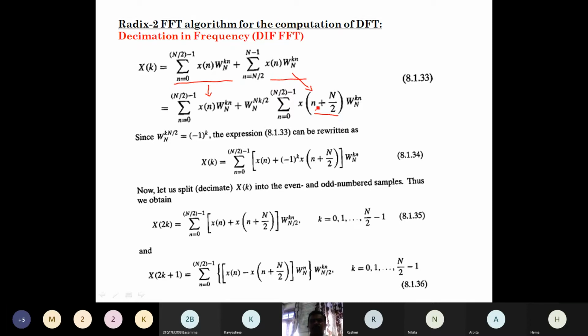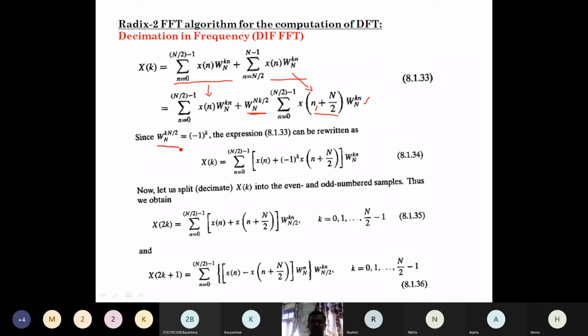From n equal to 0 to N by 2 minus 1, x of n plus N by 2. I am replacing n by n plus N by 2, and if you go for W_N to the power k n replaced by n plus N by 2, you are going to get the odd sequence. That odd sequence comes out of this summation equation: W_N to the power N k by 2, and we are left with only W_N to the power k n. Therefore this product is constant in this equation, so we put it outside the summation.